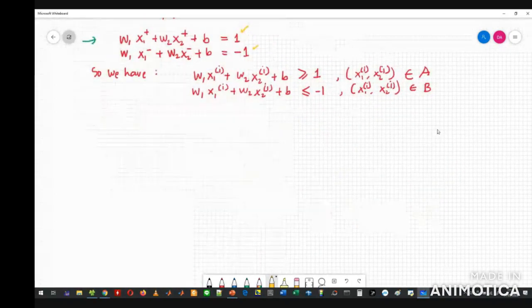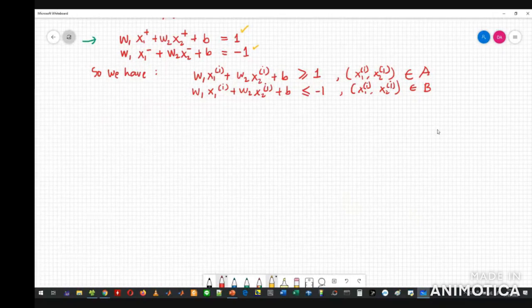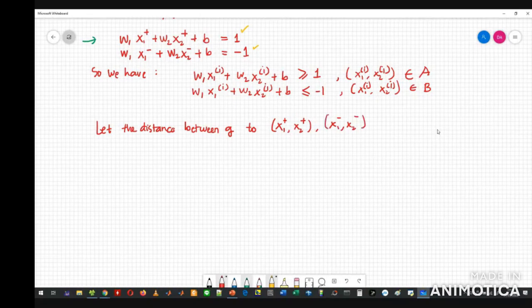Our main aim is, let the distance between G and the nearest points, which are x1 plus, x2 plus in A, and x1 minus, x2 minus in B, this is A and this is B. Let the distance between G and these nearest points A and B be what we call G, and in this case we define it as this one.